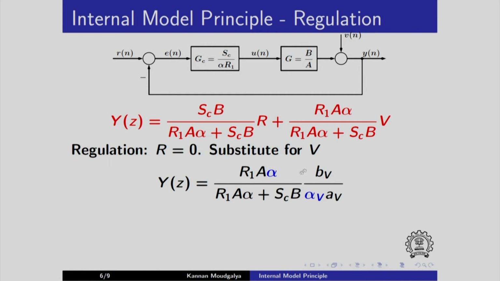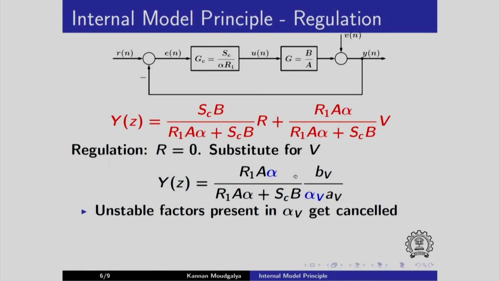Remember, this is the expression we choose for V. This alpha V has some zeros that are outside the unit circle or on the unit circle, and this alpha, which is the LCM, contains this. This is what we have claimed. Now suppose alpha contains the unstable portions of V which comes through alpha V, then they will get cancelled.